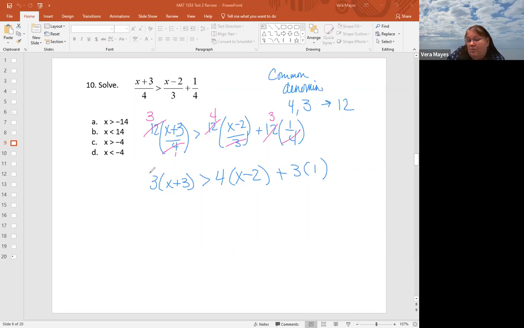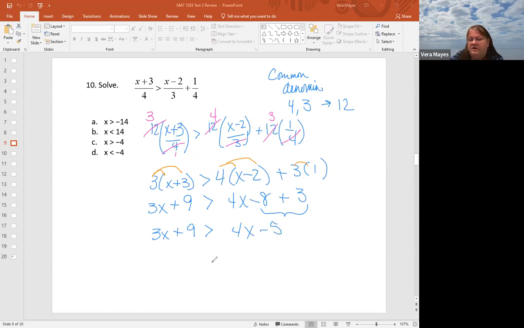Okay, now we can just go ahead and distribute. So let me get a different color. Let's go ahead and just distribute anytime there's a parenthesis. And let's see what we're left with. So 3x plus 9 greater than 4x minus 8 plus 3 times 1 is a 3. Nothing that I can combine on the left, so let's just bring that down. Over here, I can combine these two numbers. So 4x, a negative 8 plus 3 gives me a negative 5.